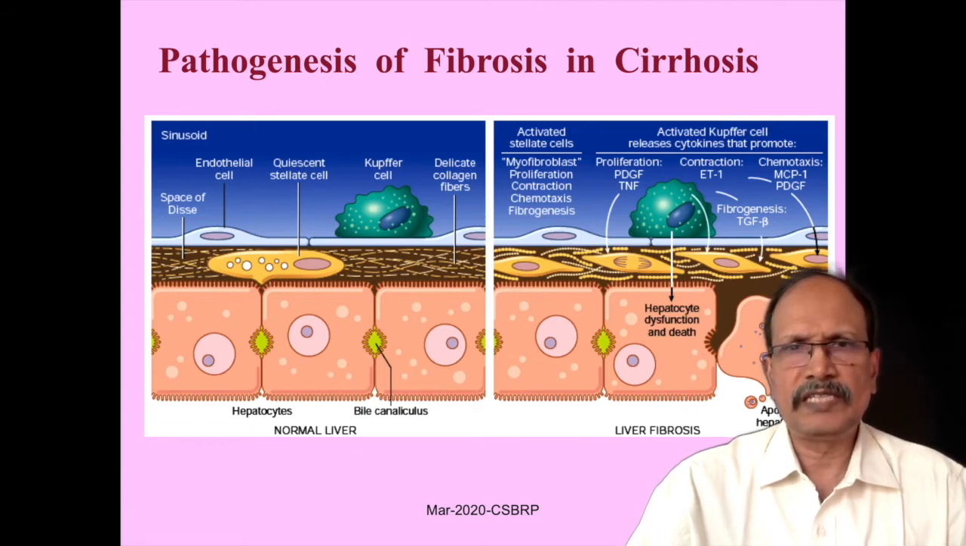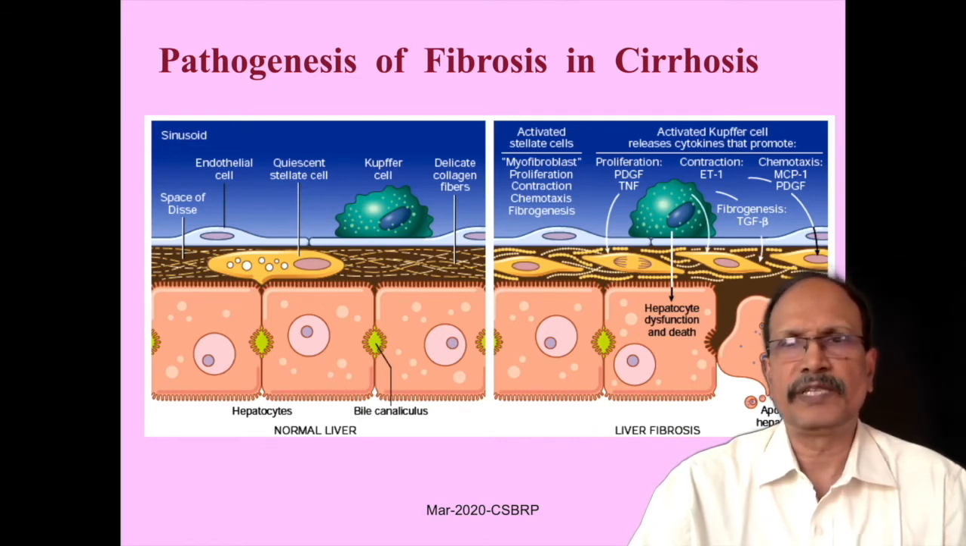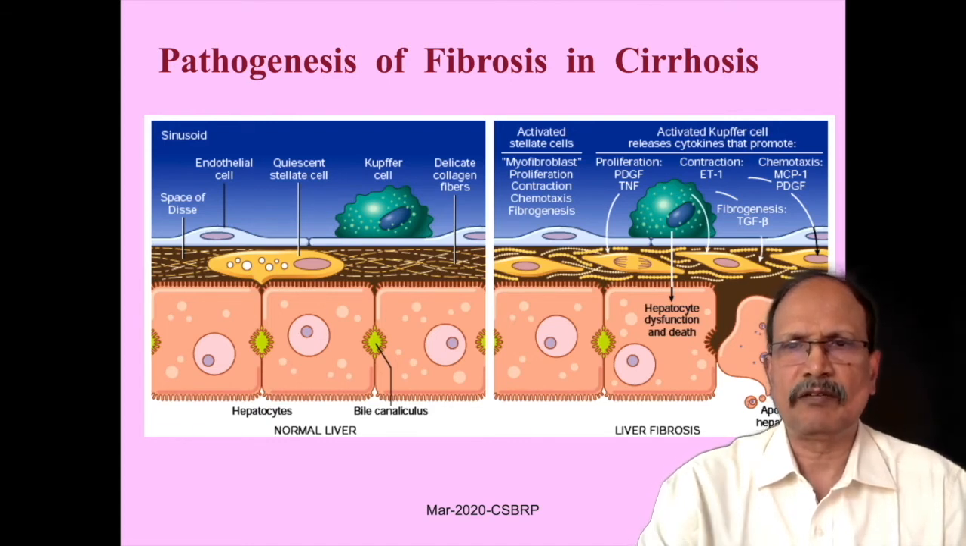So when the Ito cell is irritated due to some reason, the factors I will enumerate later, it starts multiplying, so the number of Ito cells is increased, and it synthesizes in excessive quantity type 1 and type 3 collagen, which gets deposited in the space of Disse. With this progressive deposition, there will be encroachment onto the normal hepatocytes, and there may be a pressure type of necrosis, and there will be loss of hepatocytes in this area.